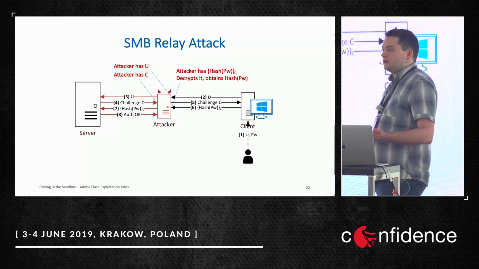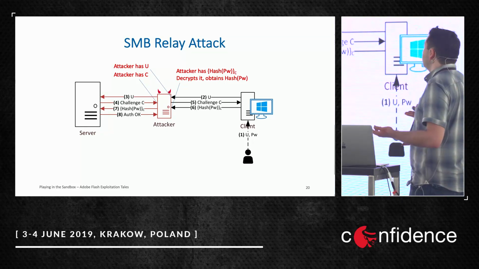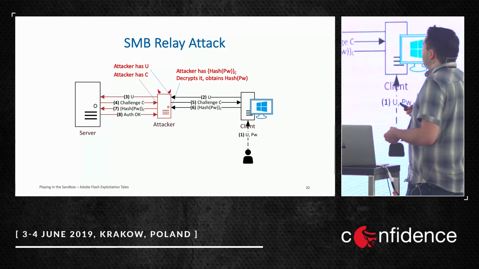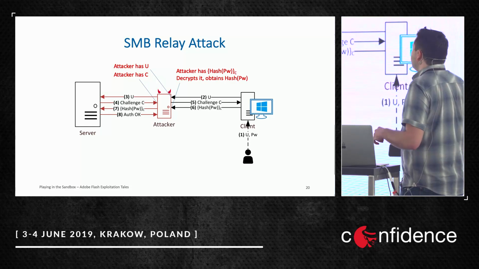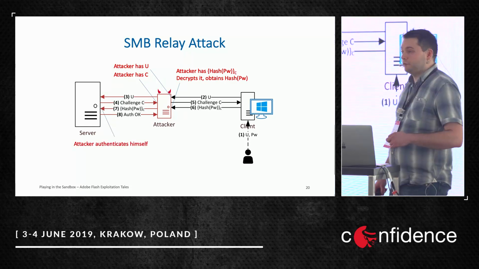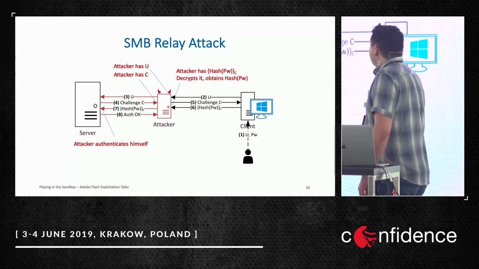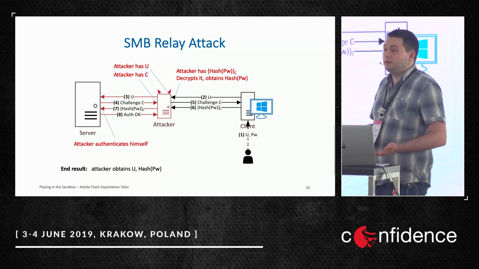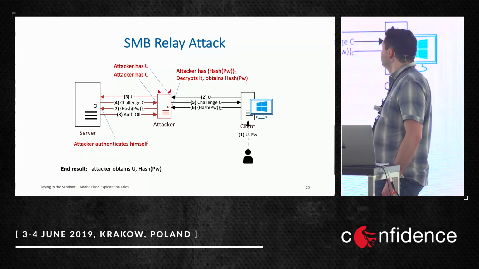Now, since the attacker already had the challenge, this means the attacker can trivially decrypt it and obtain the hash of the user password. This entire blob is then again forwarded to the server, and well, that basically means that the attacker can authenticate himself, impersonate the victim. So the bottom line is the attacker actually obtains the plaintext username and the hash of the user password.